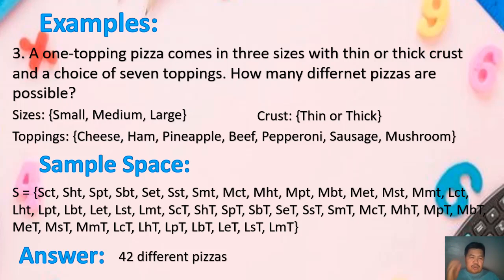Sir, how did it become 42? First, our sizes, how many are there? 3. Our crust, how many? 2. So, 3 times 2, we have 6. Now, we have 7 choices of toppings. So, 6 times 7 is 42 different pizzas. That's all there is to it. It depends on how many different ways there are in finding the possible outcomes.